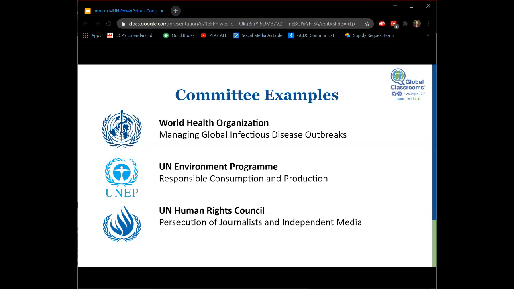And in each committee, students are able to represent different countries. So it really encourages them to take on that global perspective and understand what different countries are thinking about these issues and how they can come together and form some kind of international solution, or what's known as a resolution.